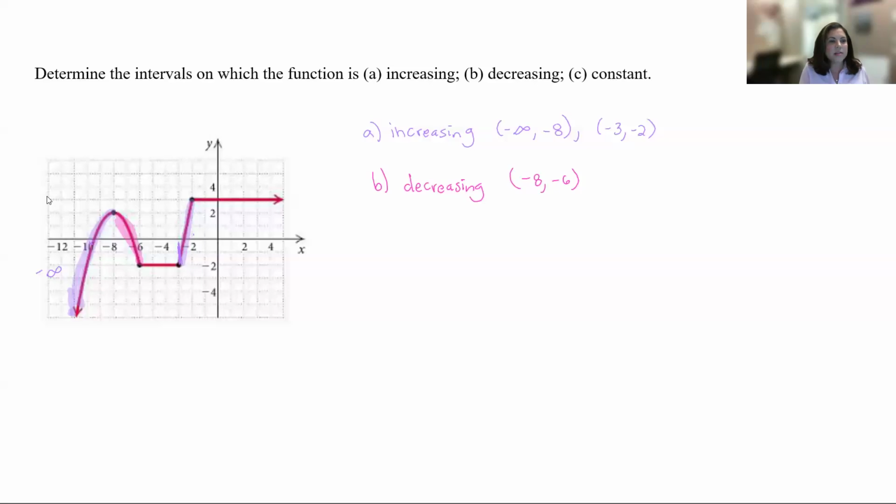And finally, when is our function constant? It looks like we have two intervals for when the function is constant. And so again, from left to right, I'm going to say, let's see, these values are the same from -6 until x equals -3. And then it's constant again from x equals -2, and then for the rest of the x values, so positive infinity. So left to right, looking at the x values.